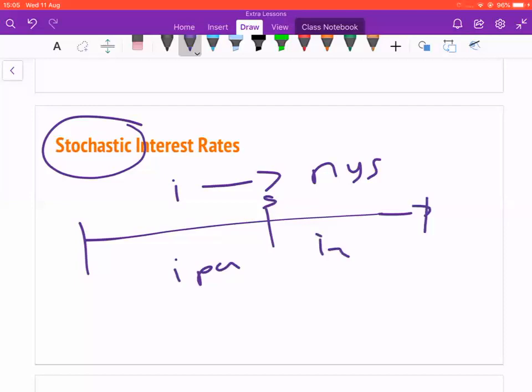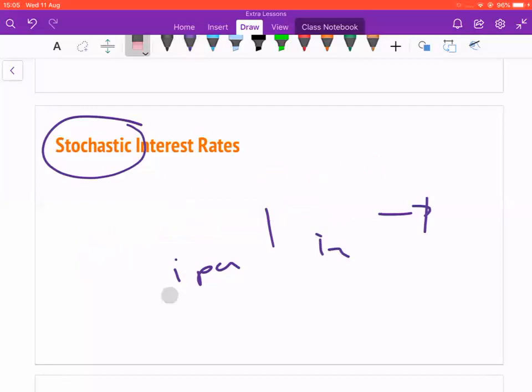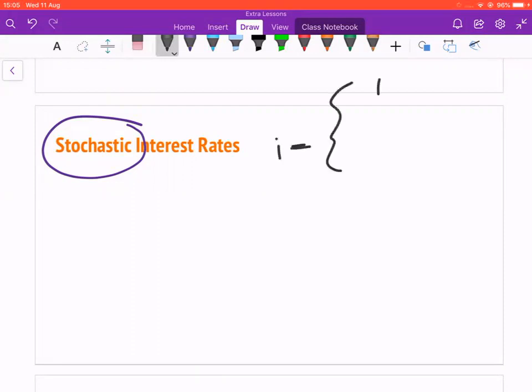But now, when we're considering the stochastic interest rate, what we mean is that this interest rate is not known. You can have an expectation for it, and it can have a distribution. You can say that the interest rate is going to be either 1%, 2%, 3%, with this much probability, for any given year.